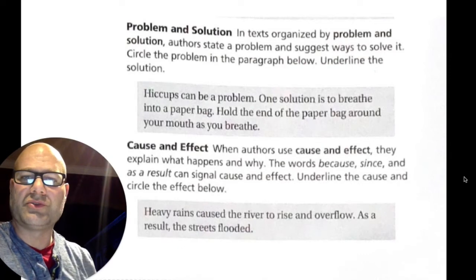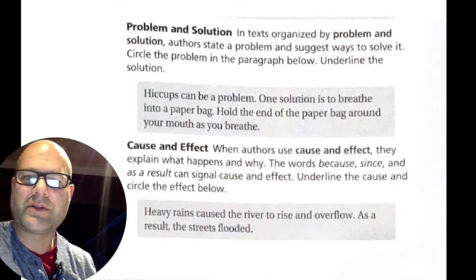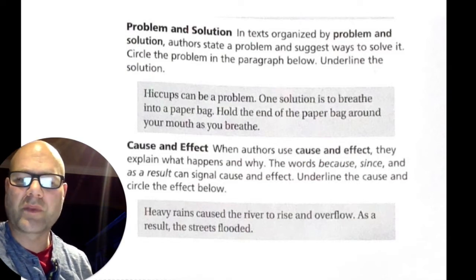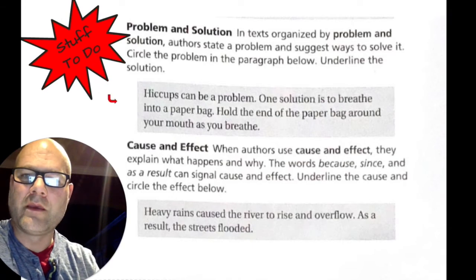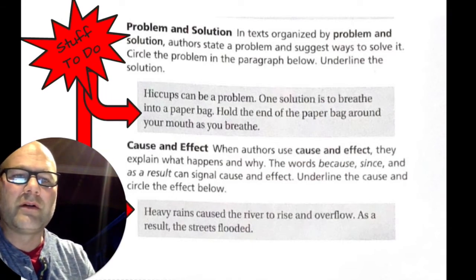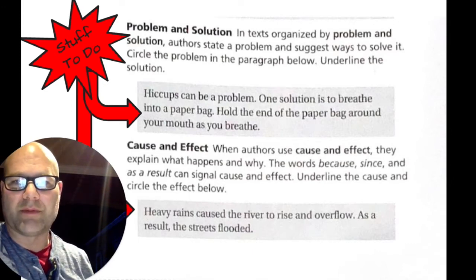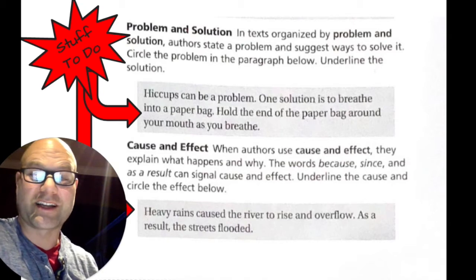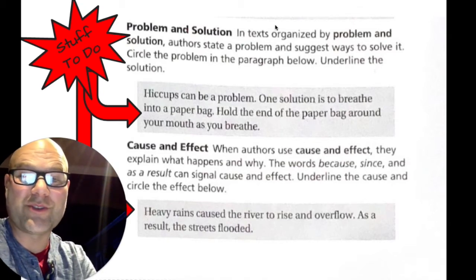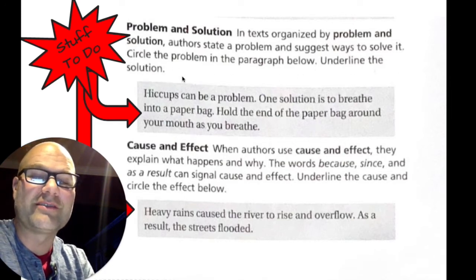Problem and solution. In texts organized by problem and solution, authors state a problem and suggest ways to solve it. Here's something for you to do. Circle the problem in the paragraph below. Underline the solution. Hiccups can be a problem. This is not going to be hard for you to do. But remember, you're supposed to circle the problem and then underline the solution.